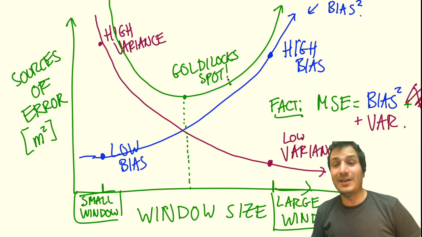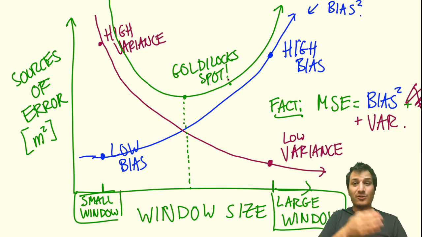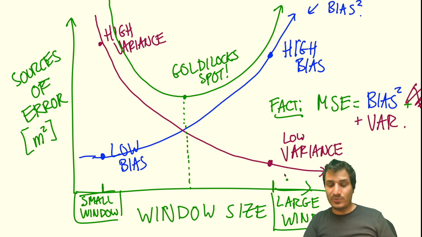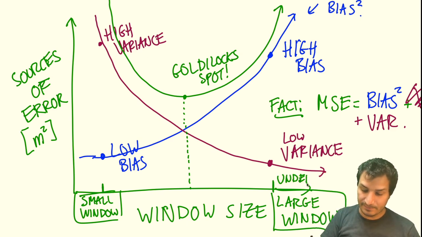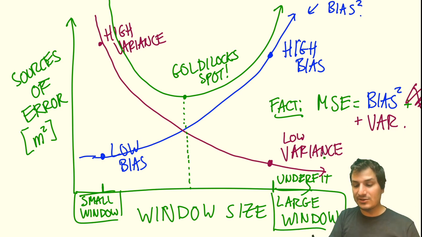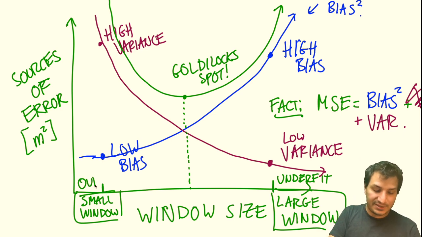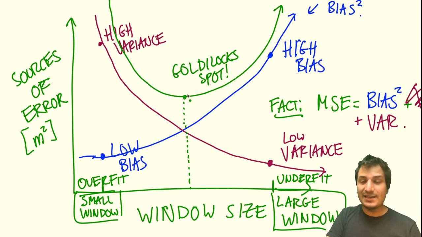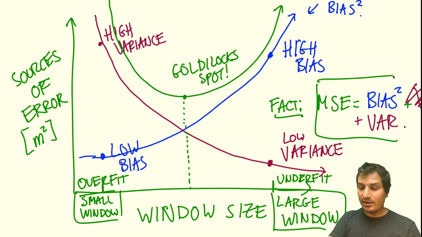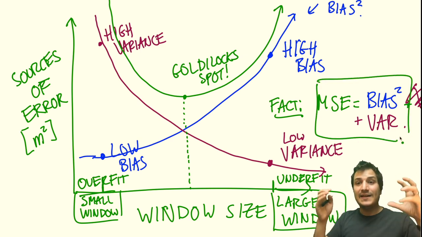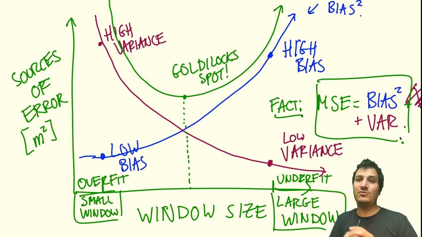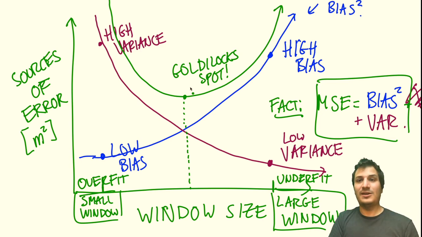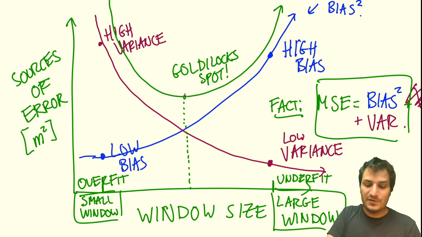Okay, so this is why you have a spectrum between underfitting and overfitting and why there is something in between. So underfitting is this large window. This is underfitting. And you have low variance, but high bias. Overfitting is the opposite, where you have low bias and high variance, and the Goldilocks spot is in between, where the mean squared error, which is the bias squared plus the variance, is minimized. So you want to minimize the sum of these two things, and there's a sweet spot in between where neither is so big that it contributes that much, and you get this Goldilocks spot in between.